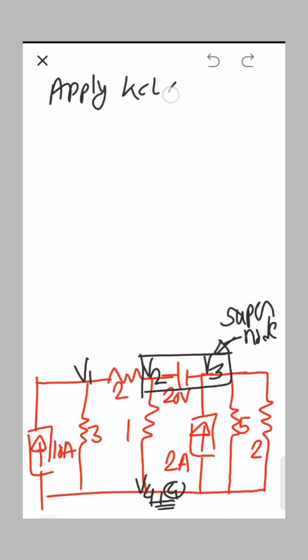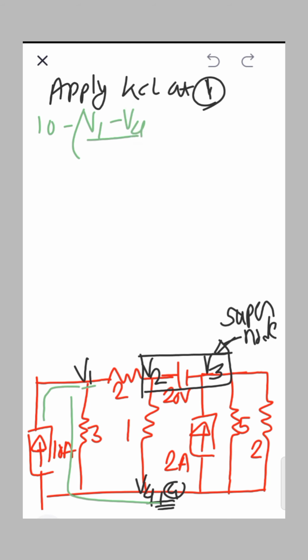Apply KCL at node 1. Starting with this: 10 minus, for this branch between V1 and V4, (V1 minus V4) upon 3, minus, then it is again connected between V1 and V2, (V1 minus V2) upon 2, equal to 0.